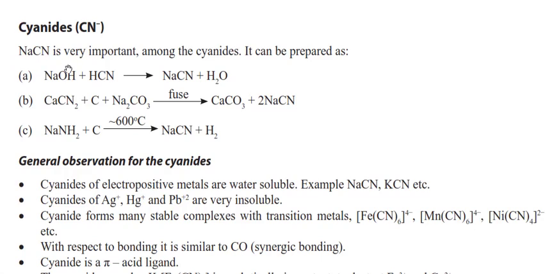Cyanides like sodium cyanide are very important, and so is potassium cyanide, which, as we all know, is a very poisonous material. You can easily produce sodium cyanide: just react NaOH with hydrogen cyanide. Similarly, from calcium cyanide and sodium carbonate you can get sodium cyanide, and with sodium amide you can also produce sodium cyanide.